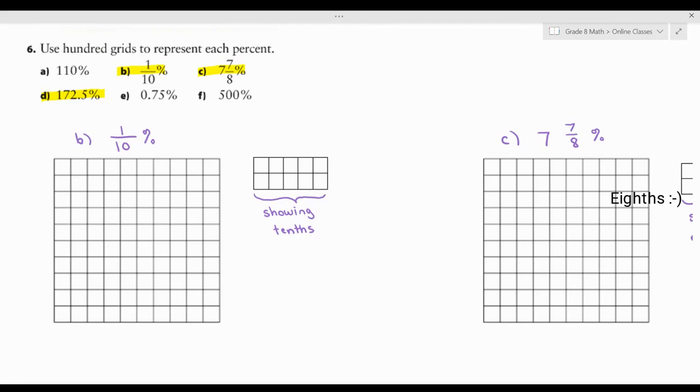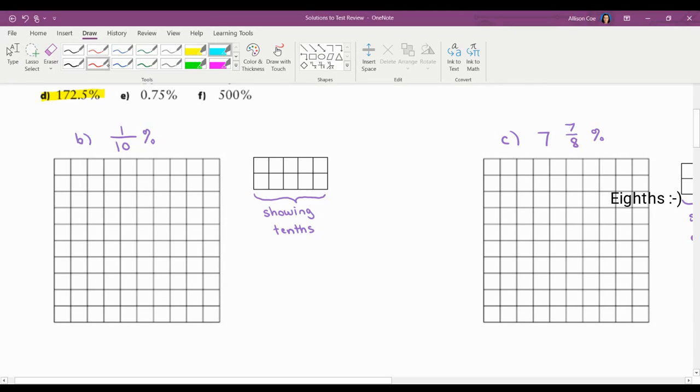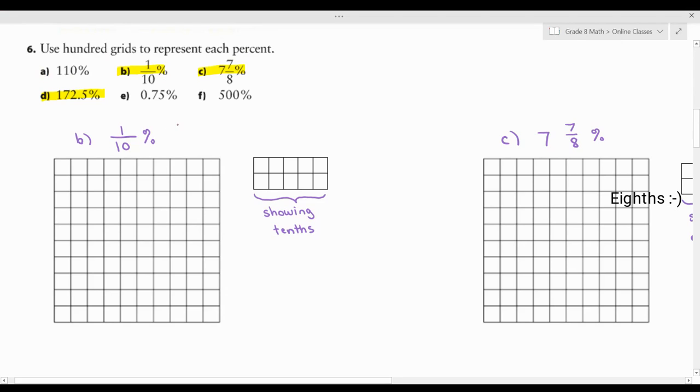So question B is 1/10 of a percent. Sometimes, depending on if you need to, you might want to remind yourself, okay, that would be like 0.1%.